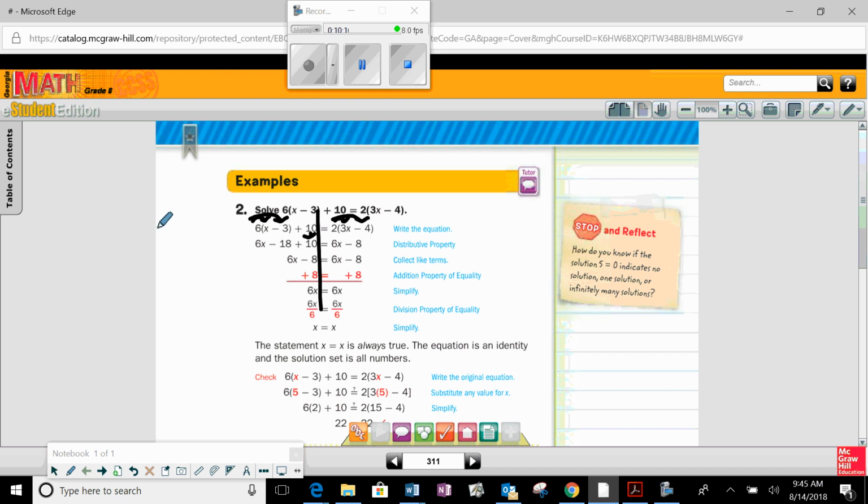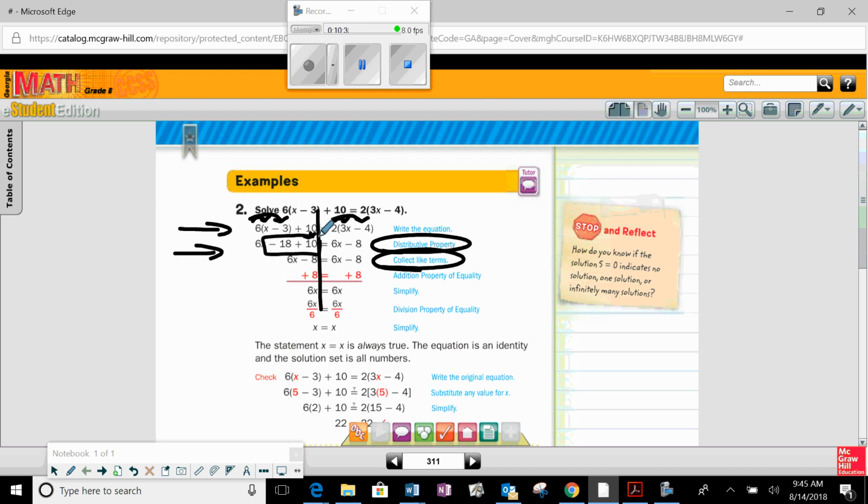So first thing we did was distributive property. The second thing we did is combine like terms. Distributive property, combine like terms. So I need to look on the left-hand side only to see if there are any like terms. We do not change the sign, we just perform those same operations.